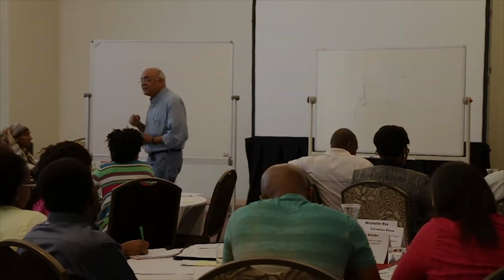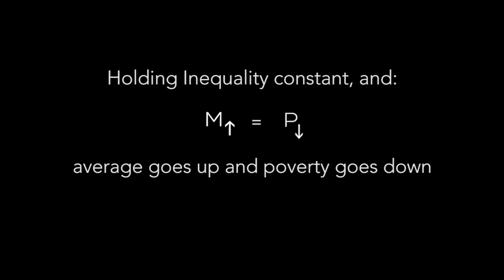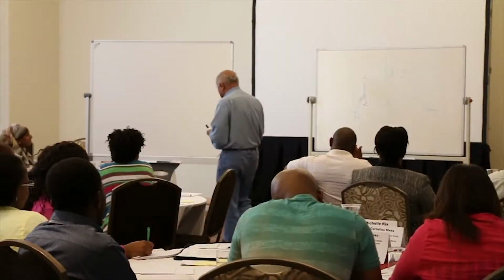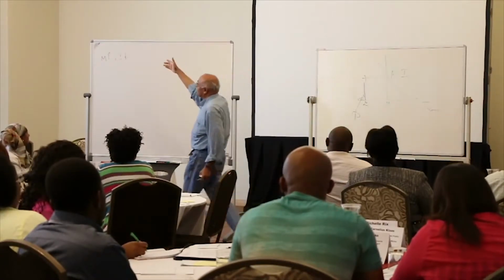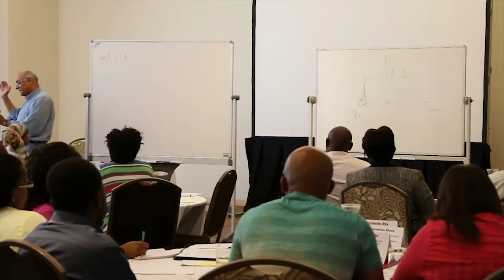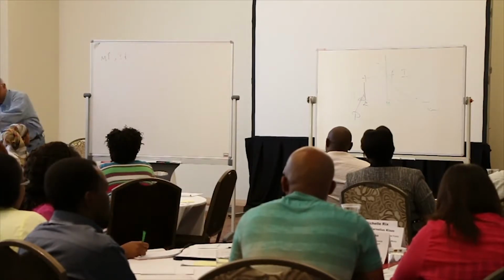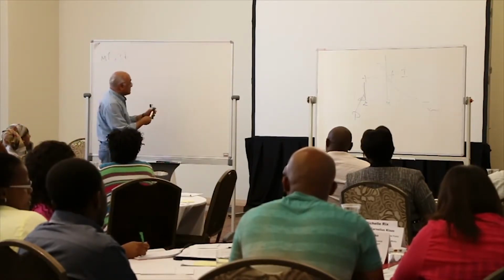Another exercise. Holding inequality constant, suppose the average goes up. Then it must be the case that poverty goes down. I'm just moving everybody to the right, holding the spread constant. Let's now try combinations of these things. Suppose the mean goes up and inequality comes down. Both forces are pulling in the same direction, poverty must go down, right? Because holding inequality constant, if mean goes up, poverty must come down. Holding mean constant, if inequality goes down, poverty must come down. Therefore, both are moving in the same direction, so poverty must come down.